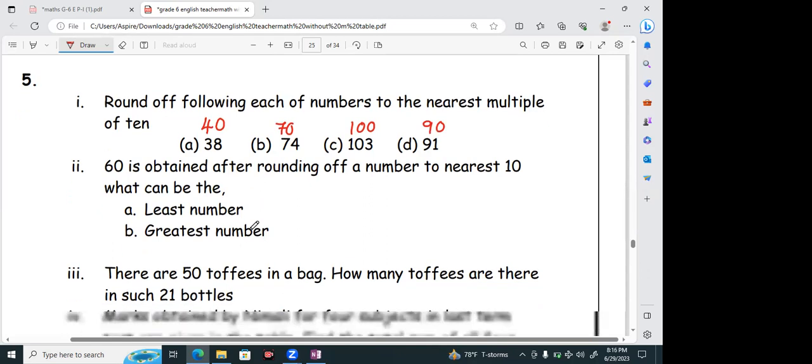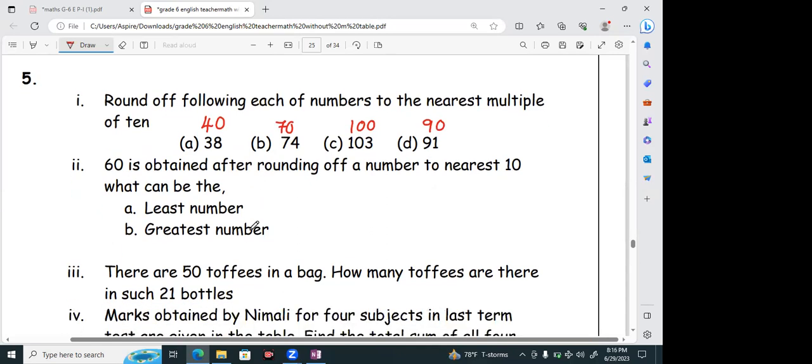60 is obtained after rounding off a number to the nearest 10. What can be the least number and the greatest number? Okay, tell me. 60 can be obtained. Then what do we do?